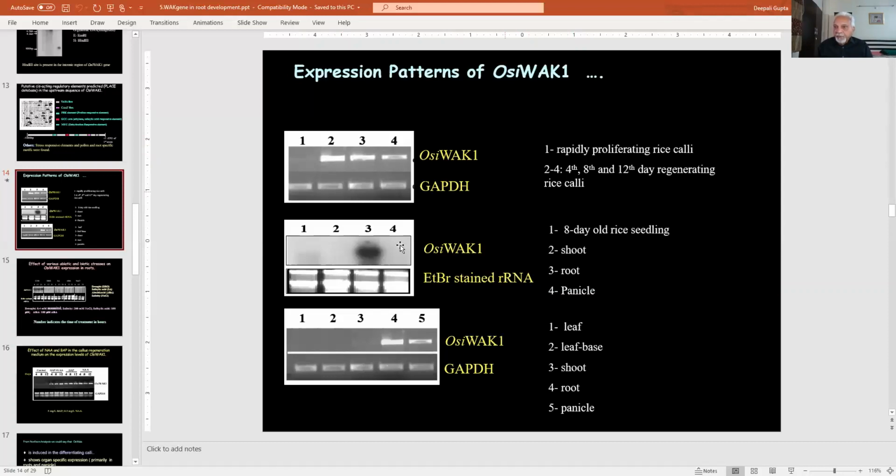Okay. Now, when you look at this panel, here the northern analysis was done where the RNA from 8 day old rice seedlings, wherein you have root and shoot both together, and then from shoot, and then root, and then panicle. So the RNA was extracted, run on a gel, transferred onto the membrane, and then probed with the cDNA which was amplified here. So you can see here the gene is expressing differentially in roots, not in seedlings, not in shoots, but in roots. Panicle also didn't show.